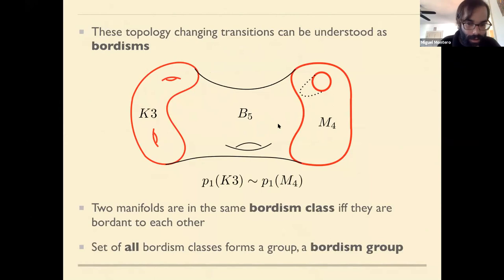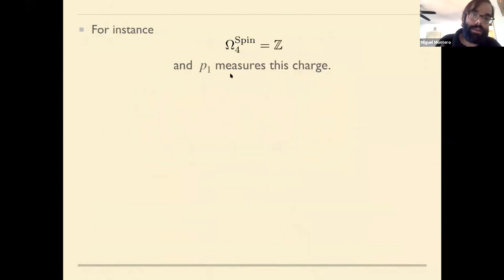So those are equivariant bordism groups. In the 5D theory of gravity that we were considering, if we want the theory to include fermions, then it better be the case that the manifolds and the bordism carry a valid spin structure. And for instance, in such a case, the relevant bordism group would be the four-dimensional spin bordism group, which is Z, and the bordism class is precisely measured by P1, okay?